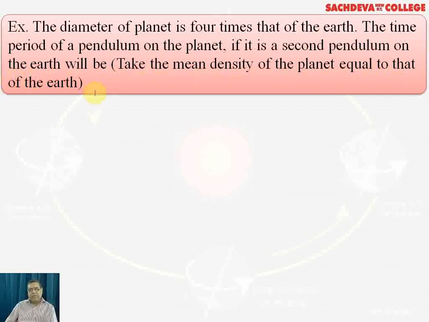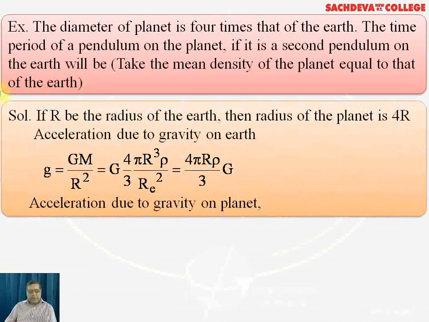So our net question is that the diameter of a planet is 4 times that of Earth, and we have to find the time period of the pendulum on the planet if it is a seconds pendulum on the Earth. So when we say seconds pendulum, its time period is 2 seconds. So the solution to this question will proceed like this. If r is the radius of the Earth, then the radius of the planet is 4r. This is what is given to us.